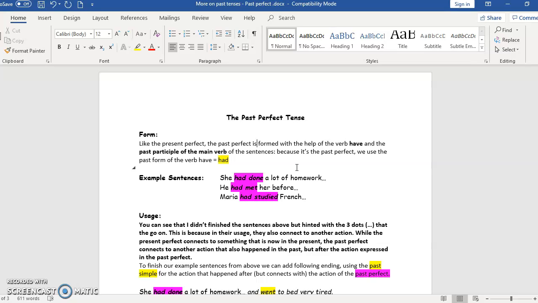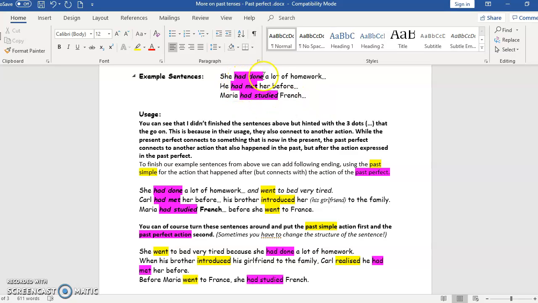Because it's the past perfect, of course, we use the past form of the verb have, which is had. Let's have a look at a couple of example sentences. She had done a lot of homework. He had met her before. Maria had studied French.